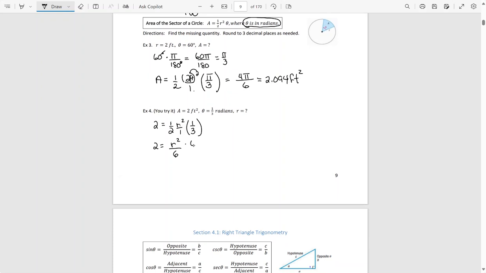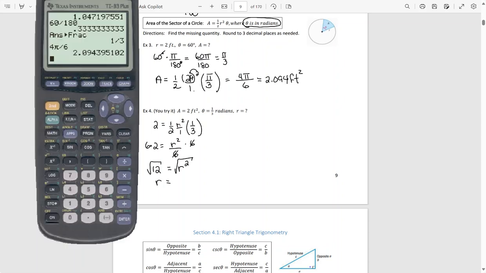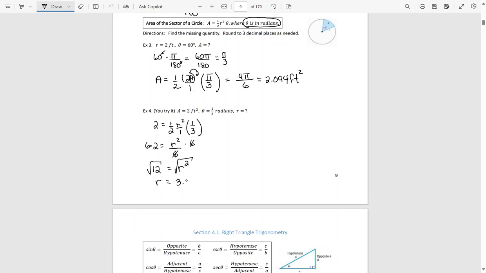To clear fractions, multiply both sides by 6. And from our algebra days, to get rid of the square, we take the square root. Usually we put a plus or minus in here, but because it's the radius, it's going to be positive. And to round it to 3 decimal places, hit it with the square root of 12. So 3.464. All right, this is the radius, so this is just going to be feet.